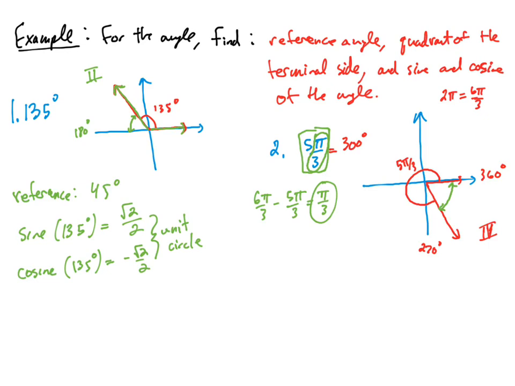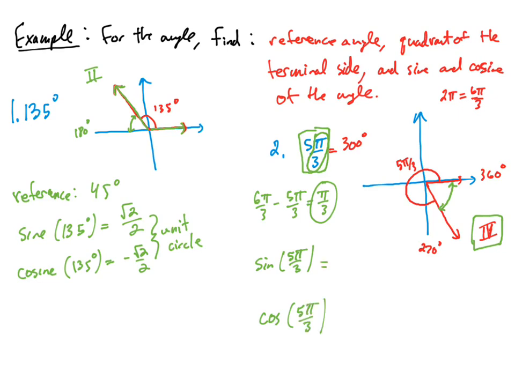So if our given angle was 11 pi over 6, the reference angle would just be pi over 6. All right, the terminal side of the angle, we already said, is in quadrant 4. And then we want to find sine of each of these. Sine of 5 pi over 3, cosine of 5 pi over 3.